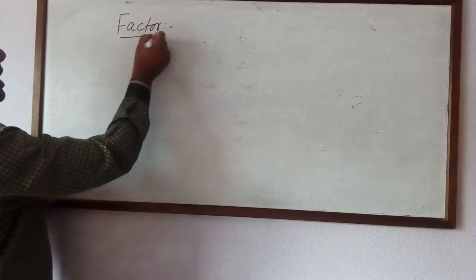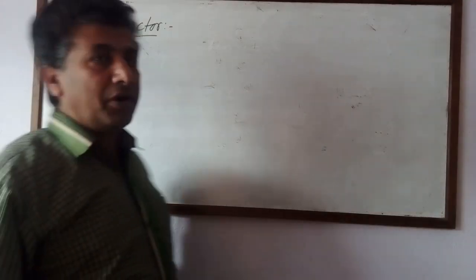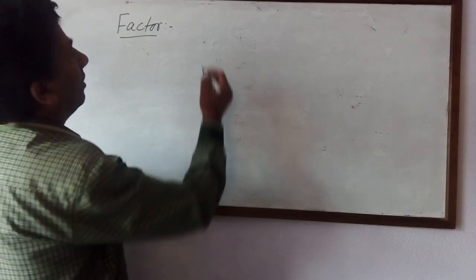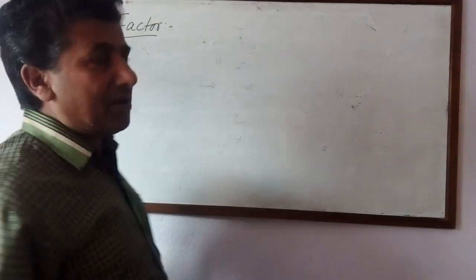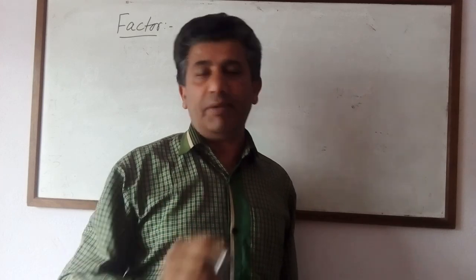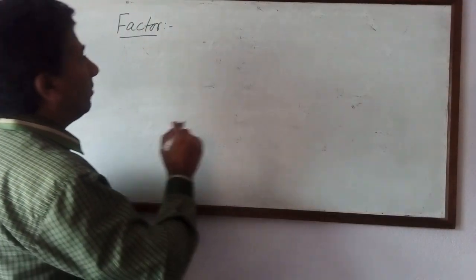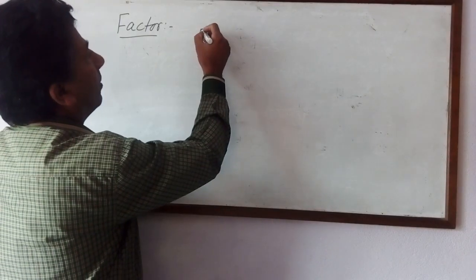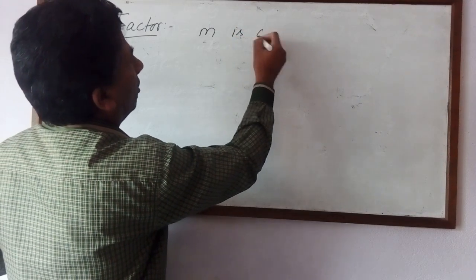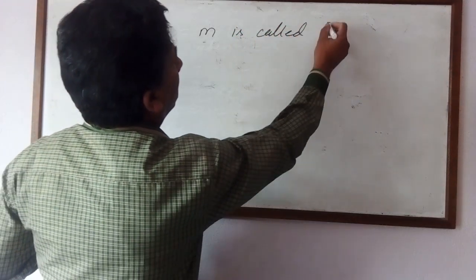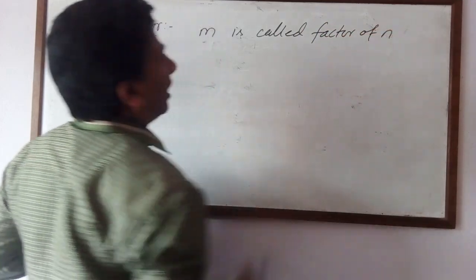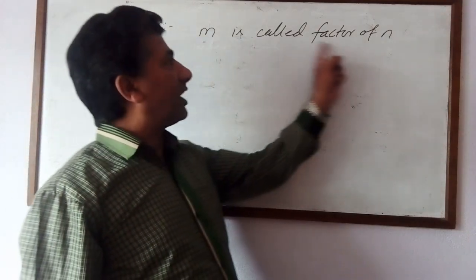Now, a factor of any number, term, or expression. What is called a factor? A number which can divide is called a factor. Which is exactly divisible is called a multiple. Now, a number m is called a factor of n.